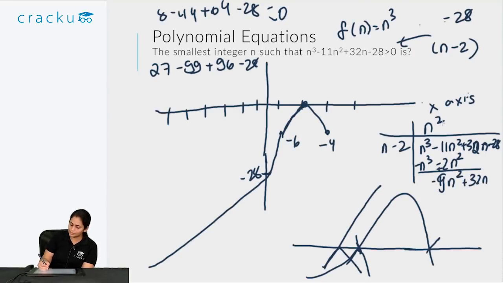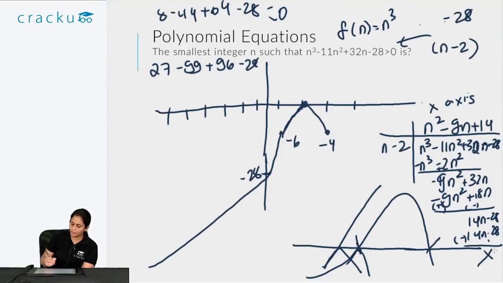Now to remove this I will say minus 9n. So I get minus 9n square plus 18n, and minus plus, so I get 14n minus 28. So I get plus 14. So I get n square minus 9n plus 14, then 14n minus 28 minus plus, so I get no remainder. So this equation is essentially n minus 2 times n square minus 9n plus 14.